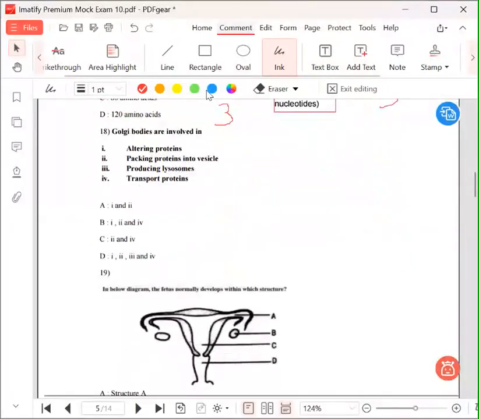Moving on to the next question. Golgi bodies are involved in altering proteins? Yes. Packaging proteins into vesicles? Yes. Producing lysosomes? Yes, because primary lysosomes are vesicles that bud off from the Golgi apparatus and contain hydrolytic enzymes. Transporting proteins? Yes, the Golgi bodies also transport proteins, as we have discussed that Golgi bodies package them, so they do transport. So options 1, 2, 3 and 4 are all correct. So the correct option is delta.